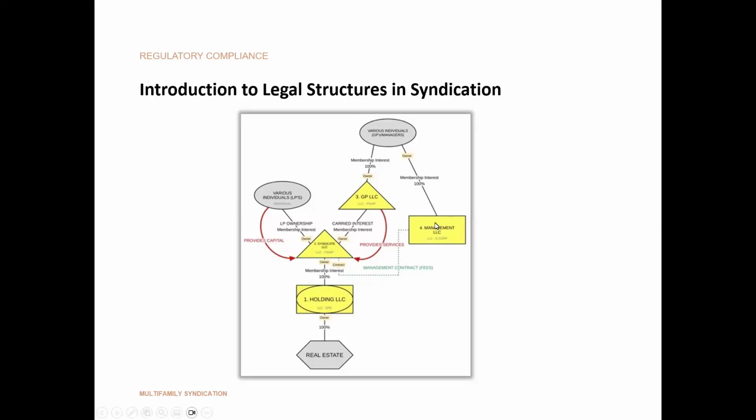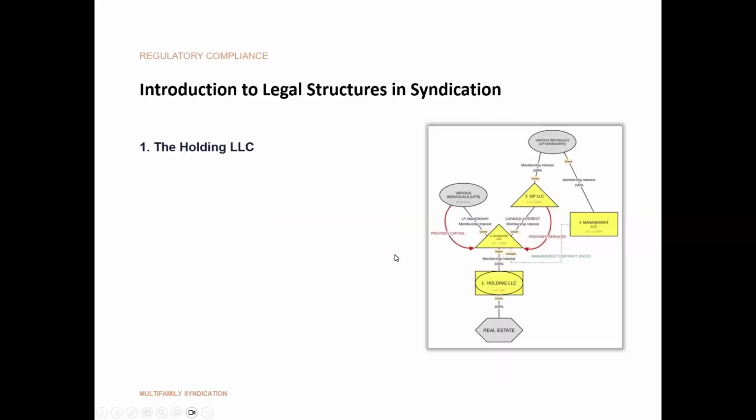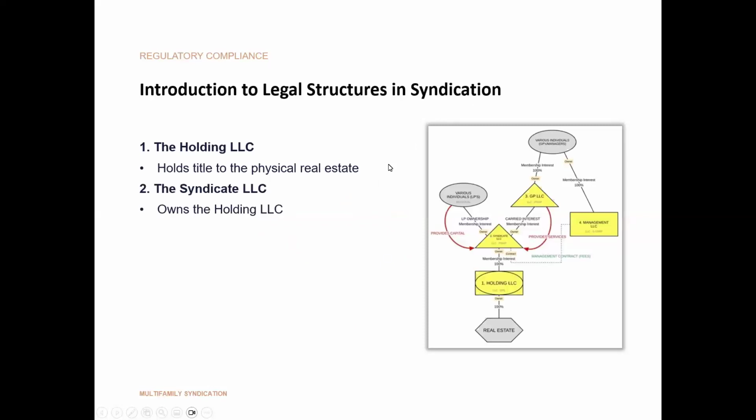And then there may be a separate management LLC, and this is where they would collect any management fees. And this would typically be taxed as an S corp. They might elect to do that in the future. But this entity does not actually hold physical real estate. Like I just said, the holding LLC holds title, the syndicate LLC owns the holding LLC, and this is where we come in as GPs and LPs into the syndicate LLC.